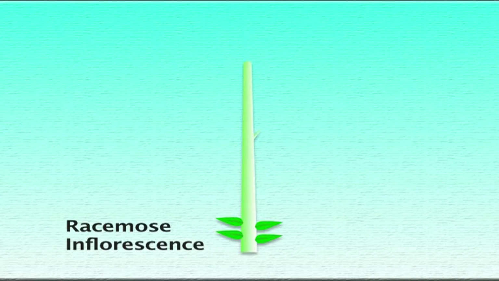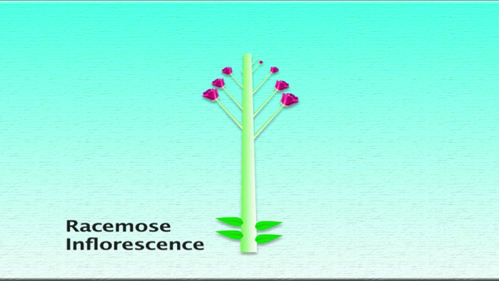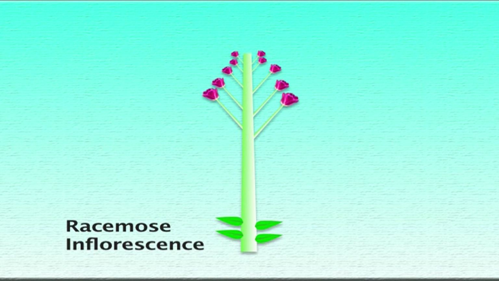First of all, we will discuss the racemose inflorescence. This type of inflorescence is also termed as indeterminate. In this type of inflorescence, the peduncle or the main axis continues to grow indefinitely and does not terminate into a flower. As a result of this, a large number of flowers are produced in an acropetal succession, that is from base to apex, with the oldest flower at the base and the youngest towards the growing tip.